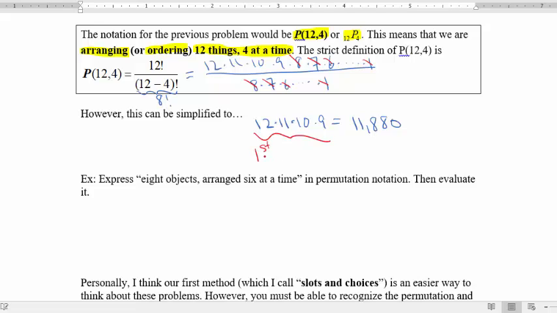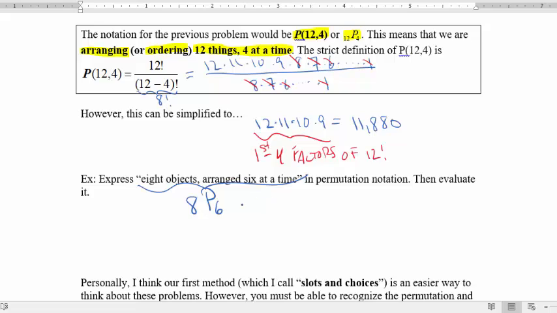Okay, so the easy way to remember it is it's really just the first 4 factors of 12 factorial. So 12 factorial will be 12 times 11 times 10 times 9 all the way down to 1. But if you're only taking the first 4 factors of that, it's just 12 times 11 times 10 times 9. So then something like 8 objects arranged 6 at a time, you would write this as 8P6, or it would be P(8,6). This is the more common notation though, 8P6.